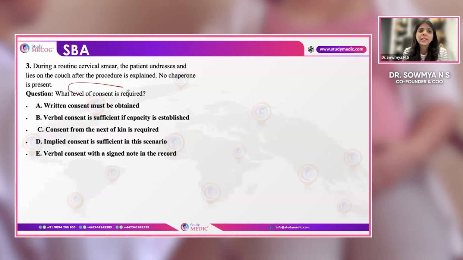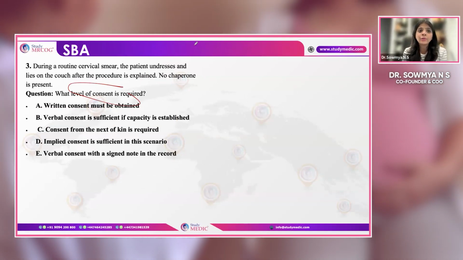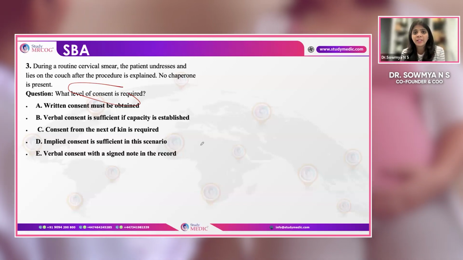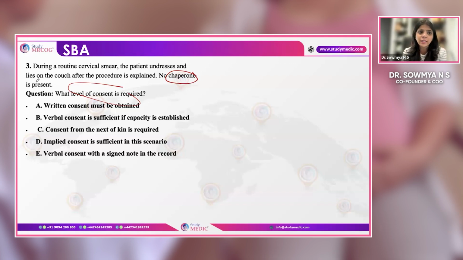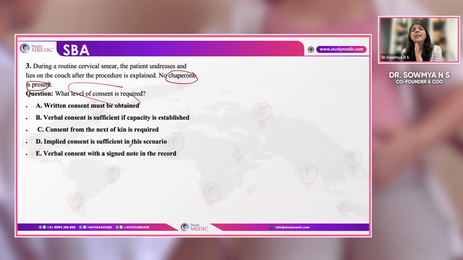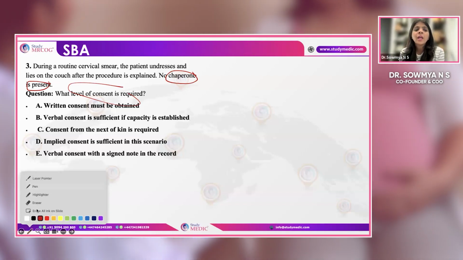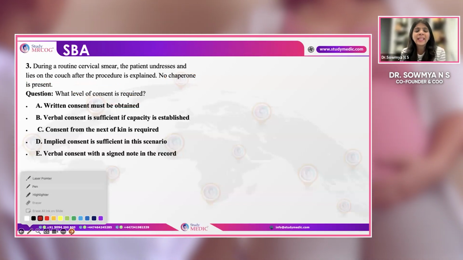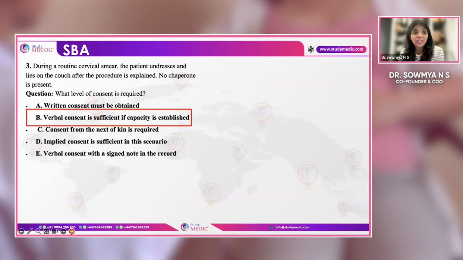Next one, level of consent required. These all appeared in the last exam, guys. During a routine cervical smear, the patient undresses and lies on the couch after the procedure is explained. No chaperone is present. This is not correct, you need to have a chaperone, but our question is not that. Our question is based on the type of consent, whether it is written or verbal. For all these examinations and taking smears, remember verbal consent is more than enough.